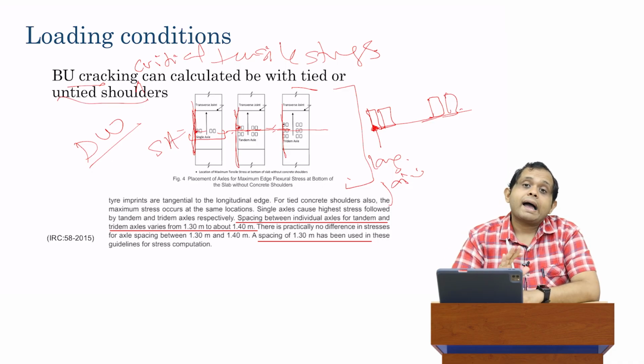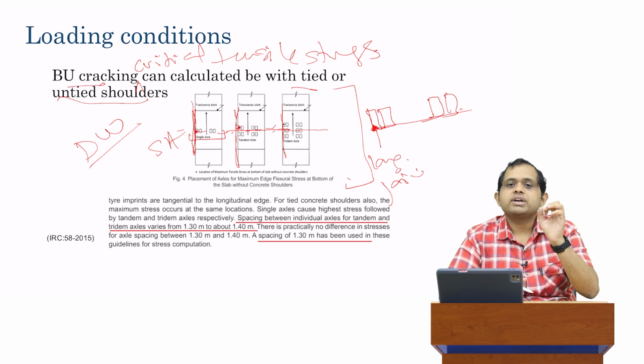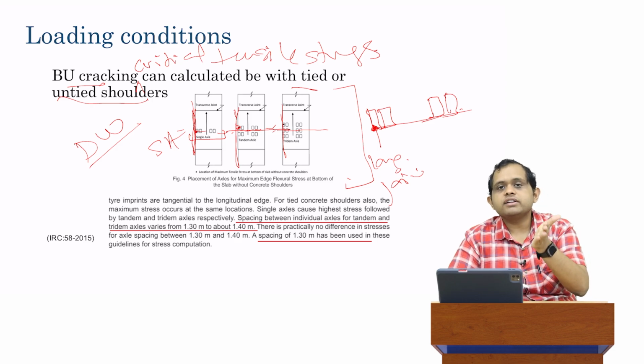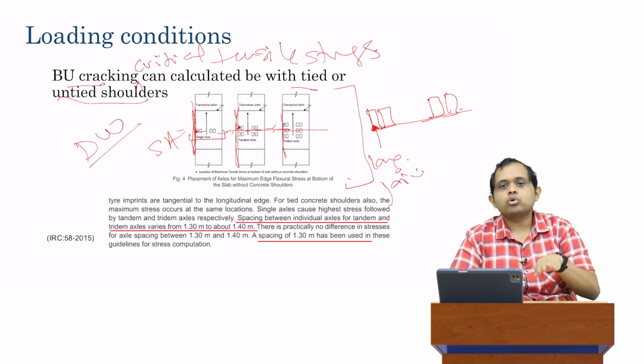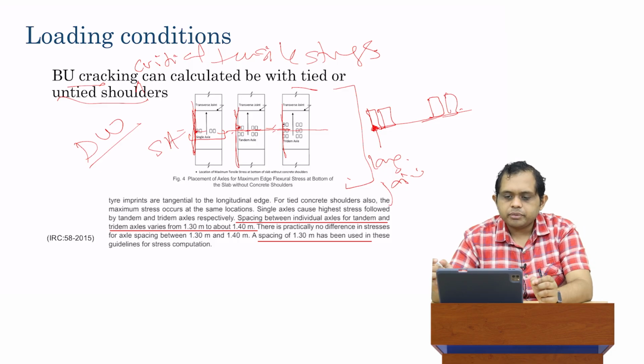Obviously, the actual magnitude of the stress is going to be lower if you have a tied concrete shoulder compared to an untied shoulder, because when you have the tied shoulder, it is transferring some amount of load from the main lane, the travel lane, to the shoulder. So you'll have a lower stress. We'll see that calculation a little bit later.